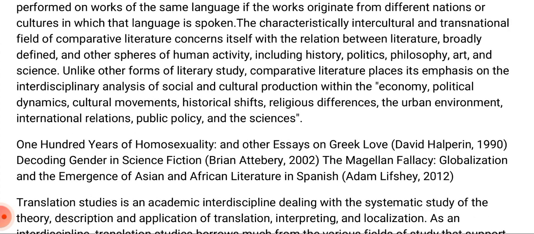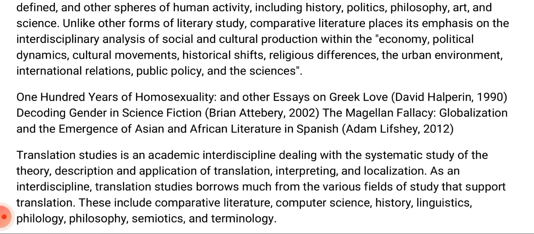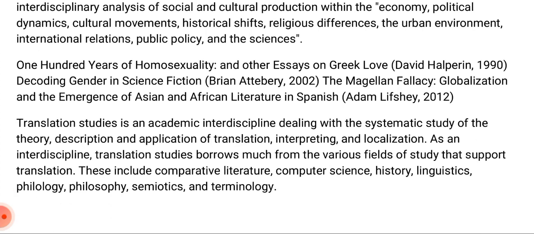Now let's try to know what is translation studies. Intrinsically, translation studies is an academic interdiscipline dealing with the systematic study of the theory, description and application of translation, interpreting and localization. So that is translation studies in brief. In addition, as an interdiscipline, translation studies borrows much from the various fields of study that support translation, and this includes comparative literature, computer science, history, linguistics, philosophy, semiotics, and terminology. That is translation studies.